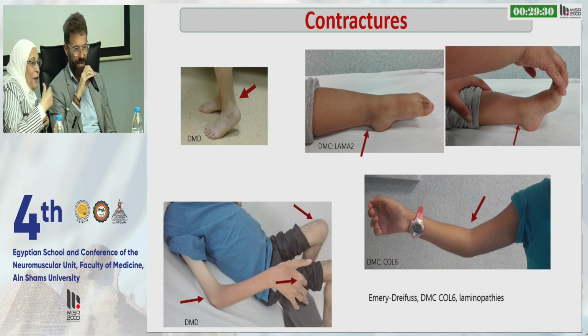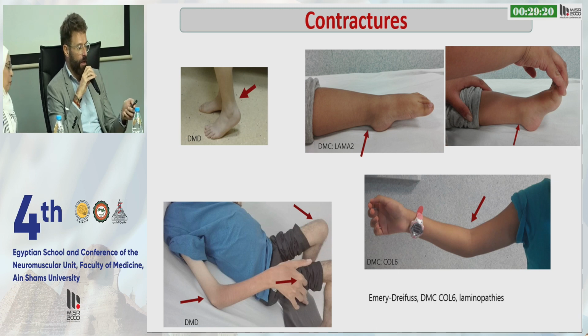These are keys of diagnosis to find ocular involvement, to find tongue, to find facial involvement. These are keys of diagnosis of certain disorders. And contracture can be localized, of course, at the Achilles tendon, but can be in different muscles. You can have it on the fingers, and at the knees.